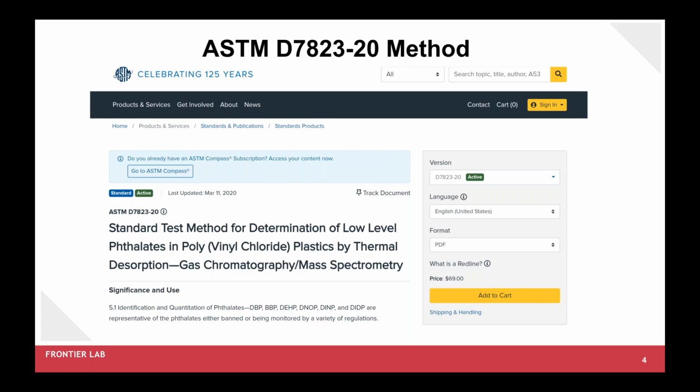Today we will go over the test method ASTM D7823, which provides a procedure to identify and also quantify phthalates by thermal desorption gas chromatography mass spectrometry. Six phthalates are used to demonstrate the use of this procedure: BBP, DBP, DEHP, DNOP, DINP, and DIDP. And here you can see the actual official title of the method from the ASTM website that is also available for you to purchase.